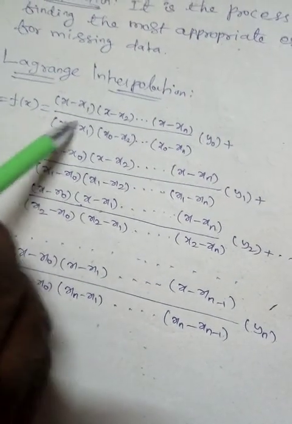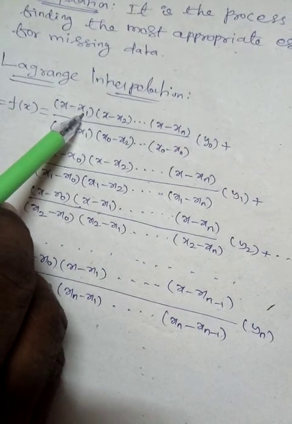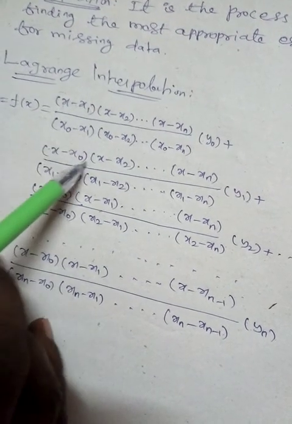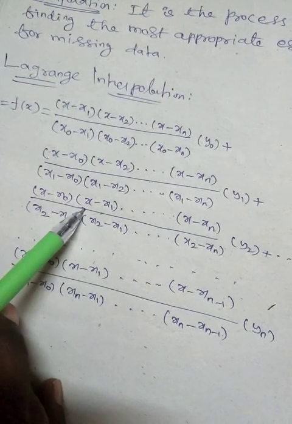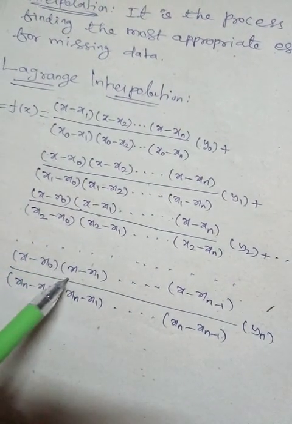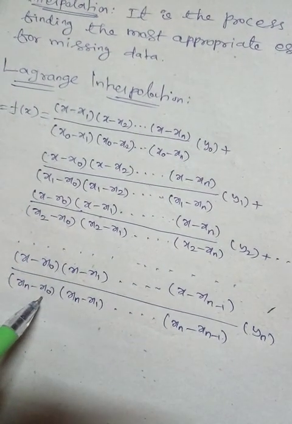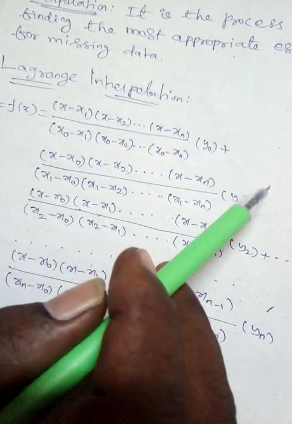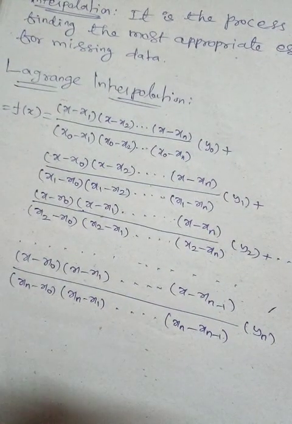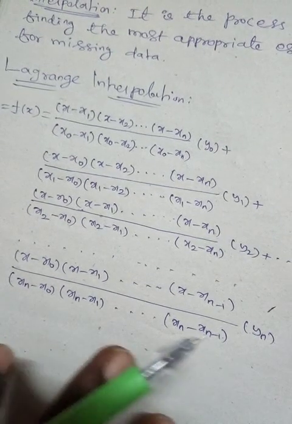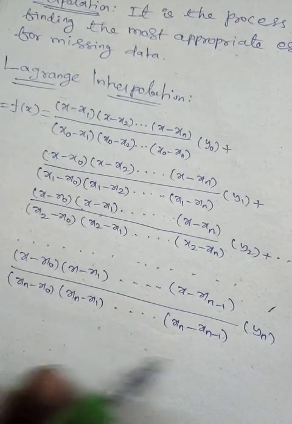So please remember, leave x0 in the first term, leave x1 in the second term, leave x2 in the third term, etc. up to leave xn in the last term, and then here y0, y1, y2, etc. up to yn. So this is the formula for, sorry, Lagrangian interpolation formula. So go to the first problem.